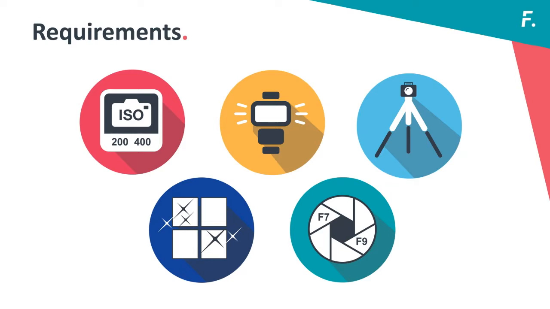So ISO from 200 to 400. Again, I generally recommend 400, but you will have to go down to 200 on sunnier days. Boosting the flash, especially on sunnier days, will definitely help to compensate for the light coming in from the window. Always use a tripod. Expose for the window rather than the room, and shoot between f7 and f9.